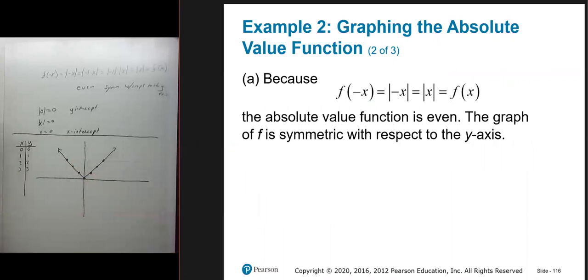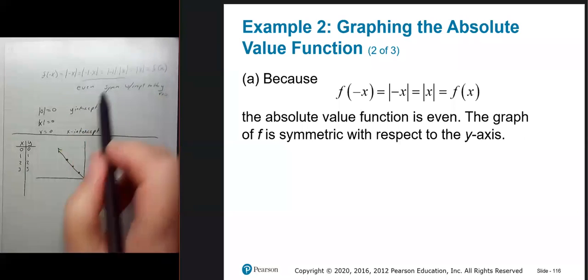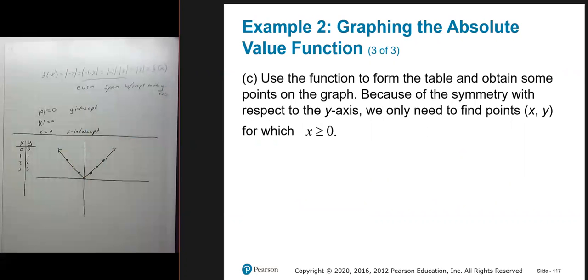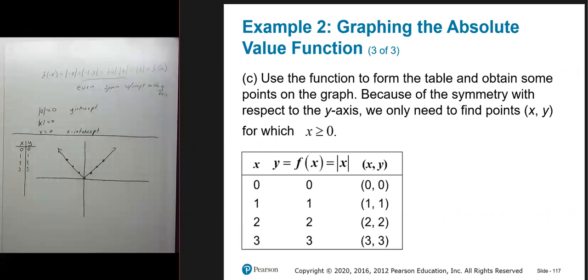All right, here they're talking about how can we get it to be even. They do the same thing I did, only they didn't show this middle part in here. The x-intercepts and the y-intercepts both equal 0, so this point 0, 0 contains both the x and y-intercept. And then using a table, they use the same 3 numbers I did.